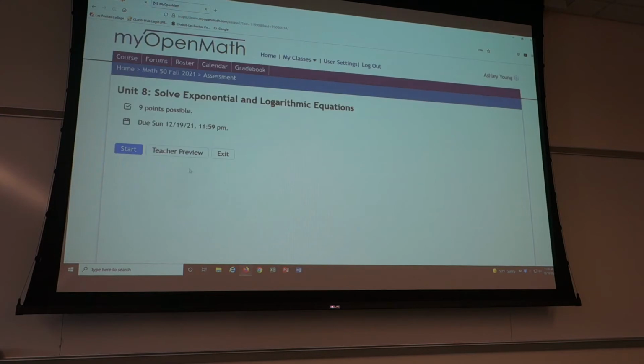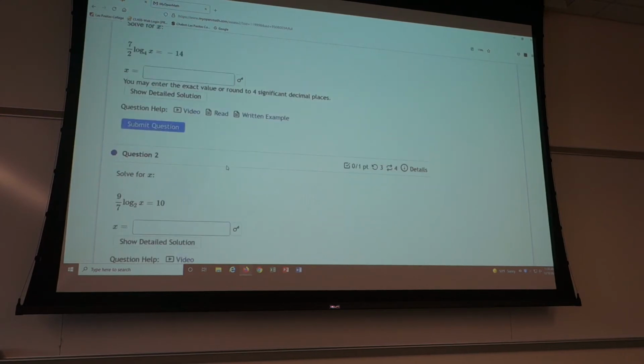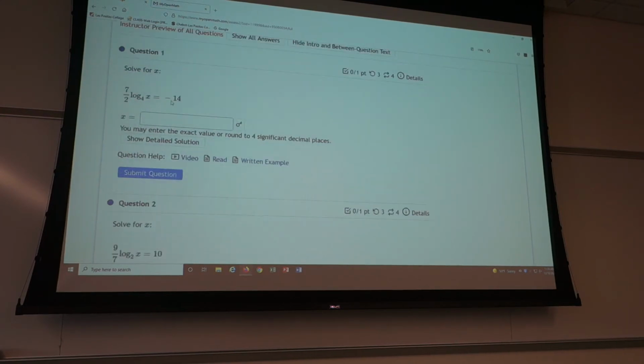And then this one is, okay, so you gotta solve for x. First you gotta get the log by itself, right? You gotta get rid of the 7/2. How do you get rid of 7/2? You multiply by 2/7, by its reciprocal. So multiply both sides by the reciprocal, and you'll get a number over here, and so 4 to that number equals the answer, right?